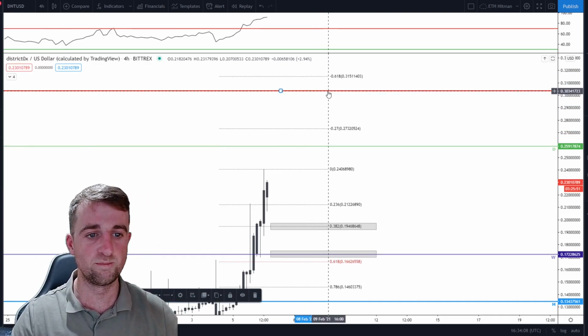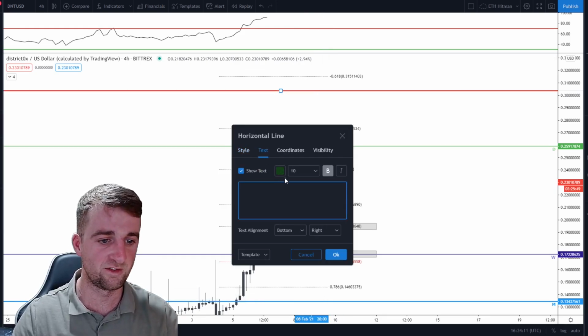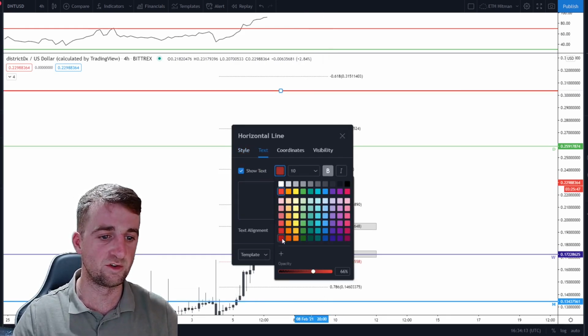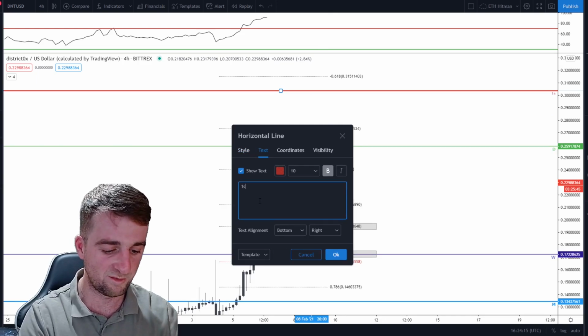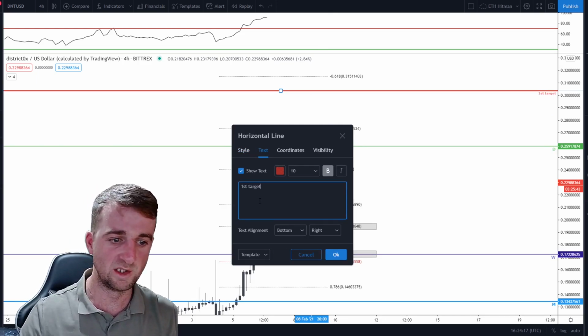So once we do break up to this, I will do some further analysis and have a look at some new potential targets that we could go for. So that's my first target. We're not a million miles away from that.